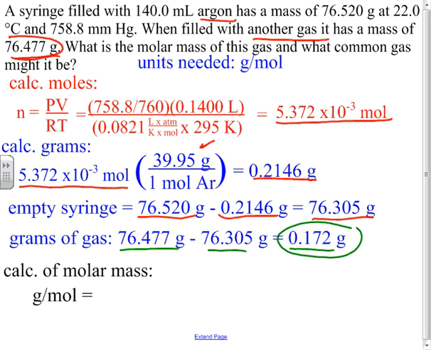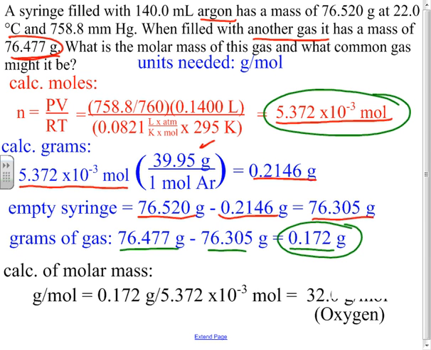At that point, we have the grams of the unknown gas and the moles of the argon, which is equivalent to the unknown gas because of Avogadro's hypothesis. So to get the molar mass, we divide the grams of the gas by the number of moles of the gas, and we're asked to identify what common gas this could be. 32 grams per mole matches the molar mass of oxygen, giving us the possibility that that is oxygen gas.